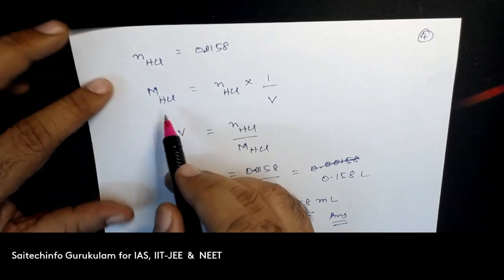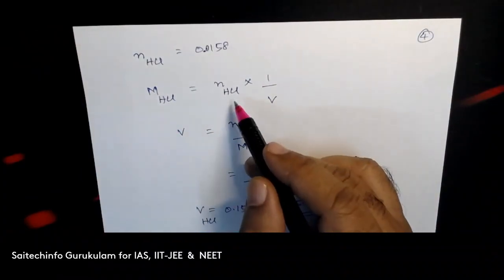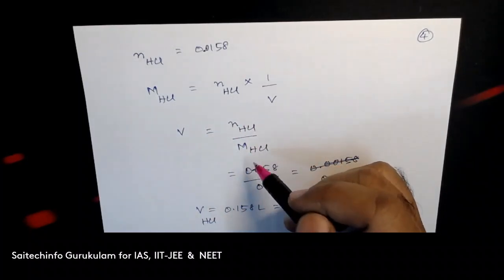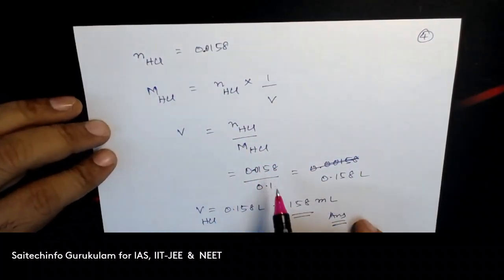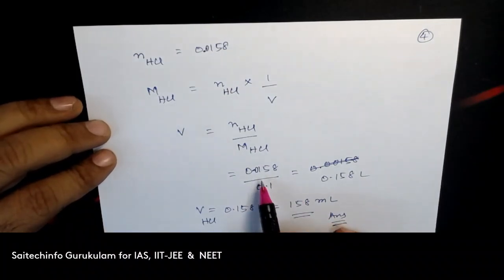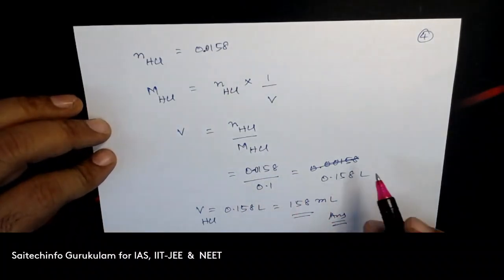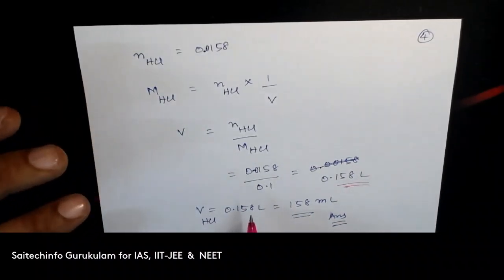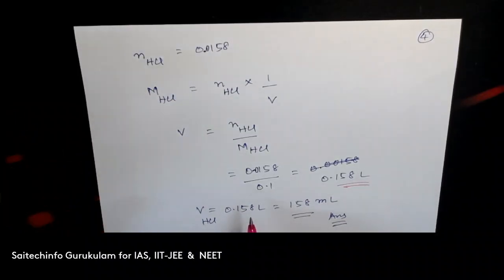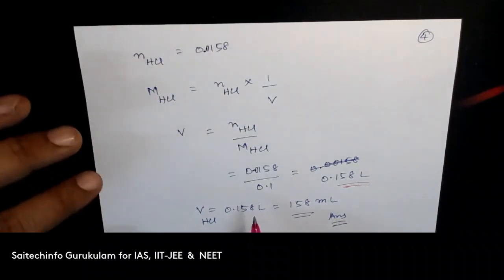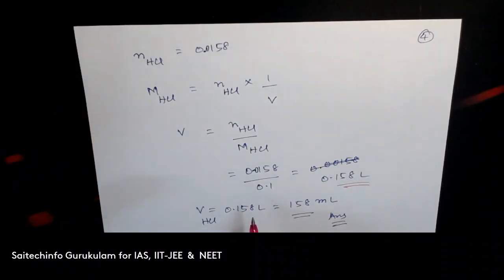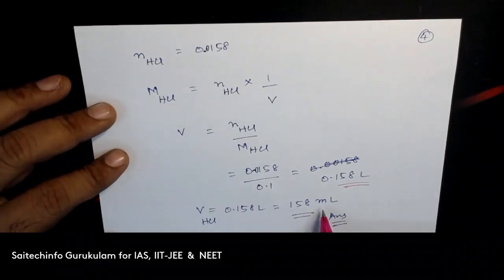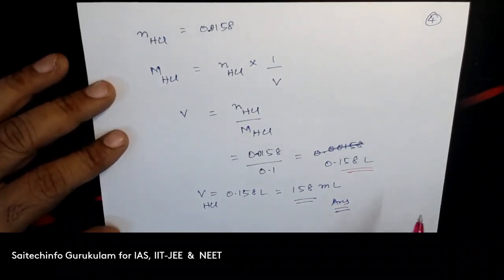So M, the molarity of HCl, is equal to number of moles of HCl into 1 by V. And V is nothing but number of moles of HCl divided by molarity of HCl. So in this case, 0.0158 divided by 0.1. That gives 0.158 liter. But the question asked here is the volume of hydrochloric acid of 0.1 molar solution in milliliter to neutralize the 1 gram mixture of sodium carbonate and bicarbonate. So the final answer is 158 milliliter.